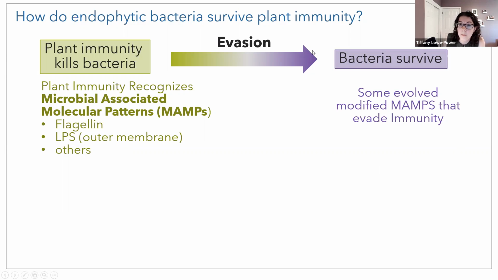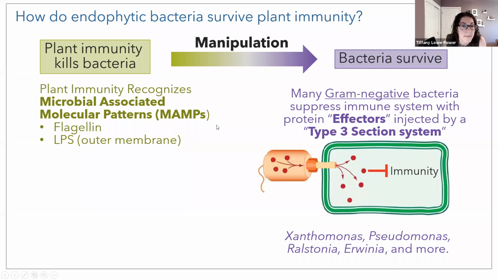And so one immune evasion strategy that bacteria have is that they have versions of flagellin and versions of LPS that don't bind to those plant receptors very well. And so that allows them to evade detection. And then for the manipulation strategy, there are some really cool strategies that gram-negative bacteria use.